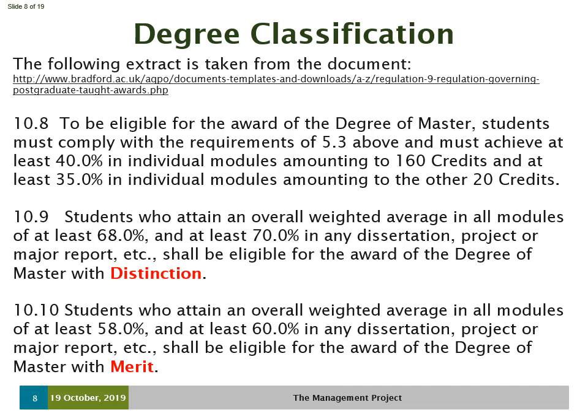In order to achieve a merit, the principles are the same, but the boundaries are obviously different. And the boundaries are 58% in the overall weighted average and at least 60% in the management project itself. Finally, in order to succeed for the classification of an MBA, you need to have achieved 40% in modules amounting to 160 credits or at least 35% in modules amounting to the other 20 credits, which means that you can condone marks between 35 and 39 for 20 credits and still achieve an MBA.